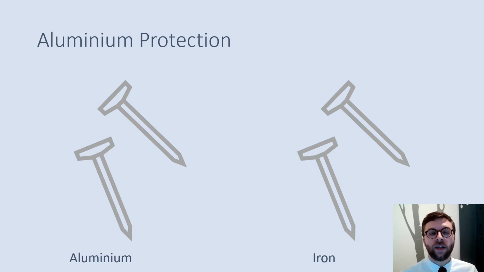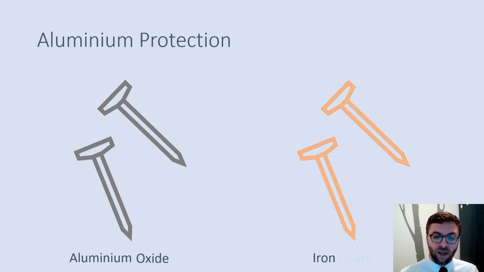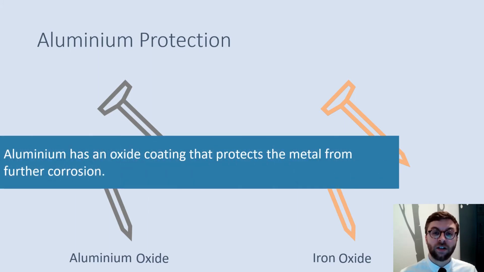Both of these nails are going to be exposed to the air, so they're going to react with oxygen. Aluminium oxide is formed when the aluminium reacts with the oxygen, and iron reacts with oxygen to form iron oxide or rust. Aluminium oxide is actually a really good protective coating that protects the metal from further corrosion. So the aluminium oxide on the outside of the nail acts as a barrier, stopping other oxygen or water getting to the aluminium inside and protecting it.